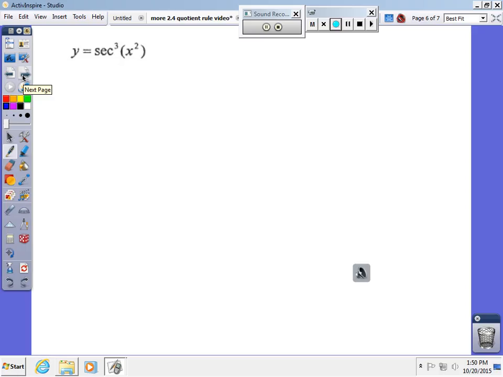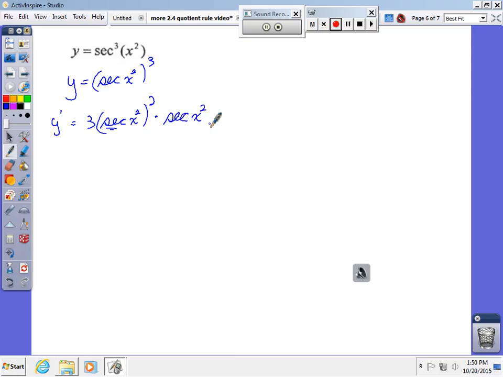Chain rule with trig. Alright, so the chain rule with trig. One sec. Okay, so I'm going to rewrite this as y equals secant x squared cubed. So the derivative is 3, leave the inside alone, to the second. Now times the derivative of secant, which is secant, leave that alone, tangent, leave that alone.